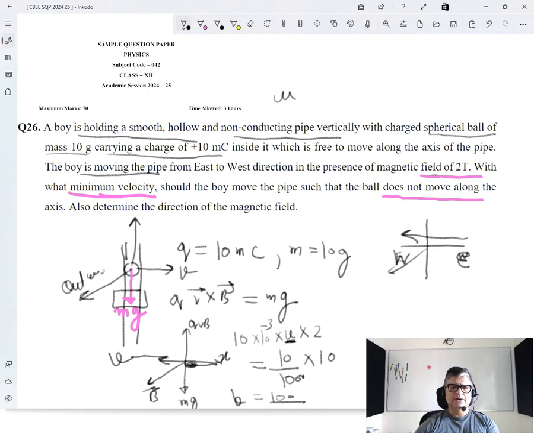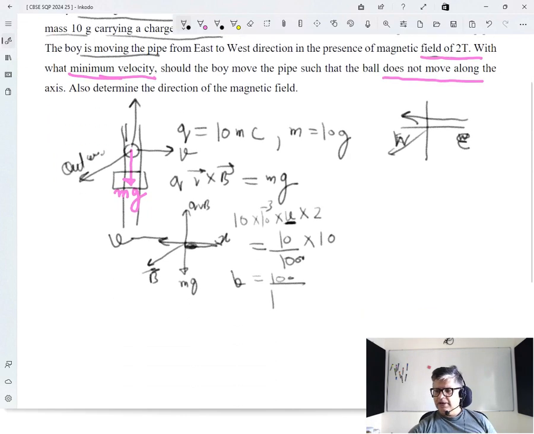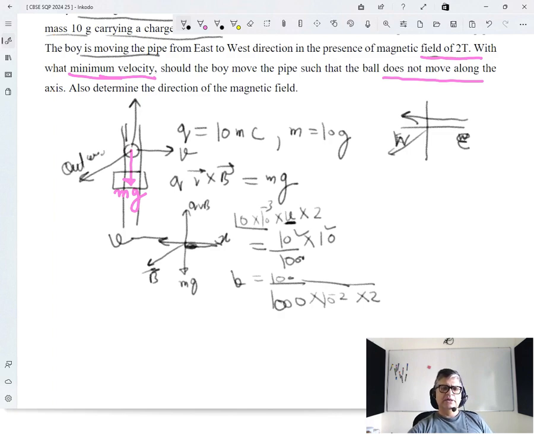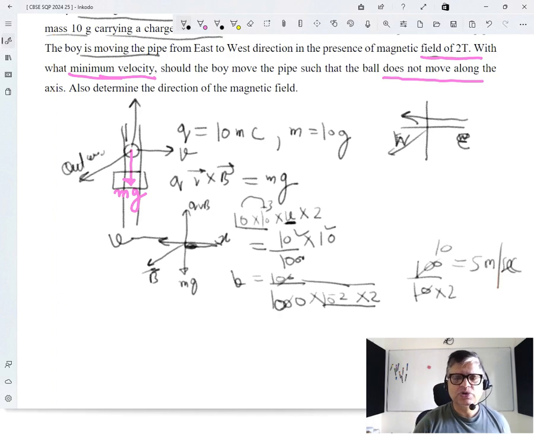Let's complete the calculation. 100 by 1000, multiplied by, so this will come down, into 10 raised to power minus 2 into 2. So this is 10 into 10, 100. This is 1000. This is 10 into 2. So this will come down as 10 raised to power minus 2 and 2. So how much does this become? This becomes 1 by 10, 100 into 2 times 10, and this becomes 5 meter per second. So the answer to this question is 5 meter per second.